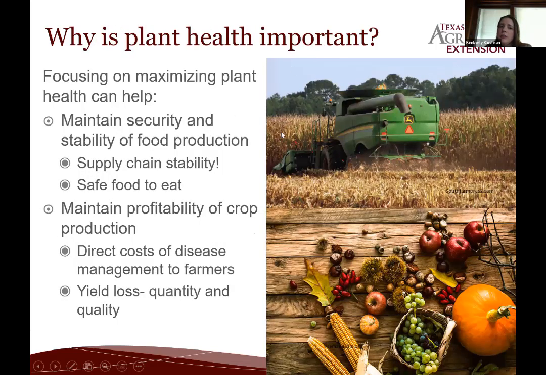So why is that important? Well, some of the obvious things are maintaining our food security and stability of our food production systems. This includes supply chain stability. That's been a major issue lately since COVID started. And also having safe food to eat. In the Western world today, that's generally not a major concern until we have a foodborne illness outbreak. But generally, we're not concerned about things like ergotism in our grain or lack of food or things like that.